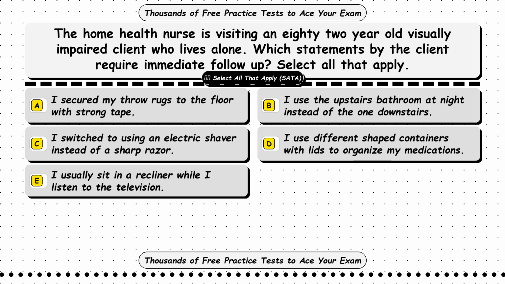Question 62. The home health nurse is visiting an 82-year-old visually impaired client who lives alone. Which statements by the client require immediate follow-up? Select all that apply. Option A. I secured my throw rugs to the floor with strong tape. Option B. I use the upstairs bathroom at night instead of the one downstairs. Option C. I switched to using an electric shaver instead of a sharp razor. Option D. I use different shaped containers with lids to organize my medications. Option E. I usually sit in a recliner while I listen to the television.